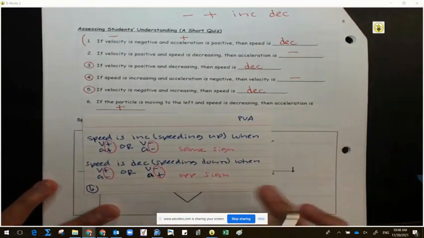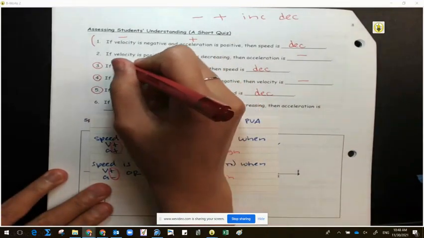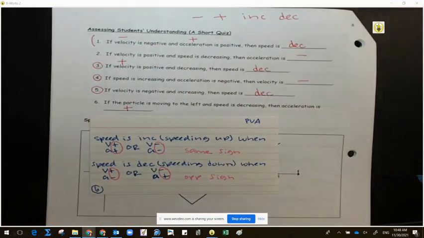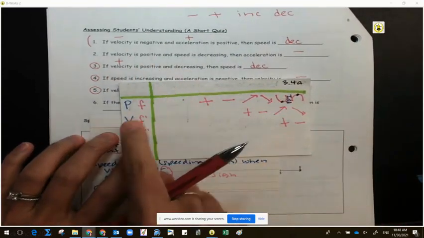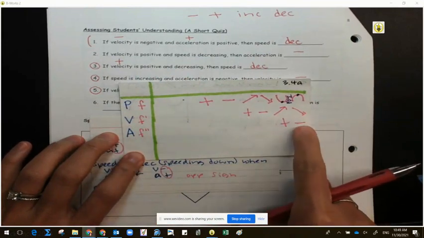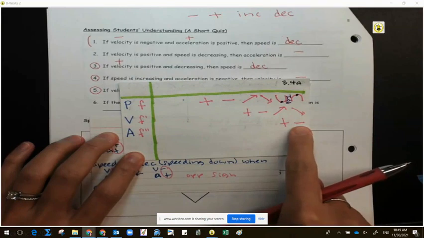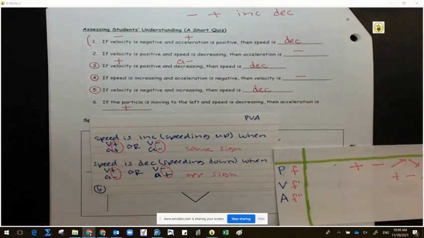So let's go over them. As I notate, try to make it somewhat the same. The velocity is positive. And I'm going to go to my PVA card. It says the velocity is not just positive, but it's also decreasing. If it's decreasing, what do I know about the acceleration? So let's write acceleration is negative. Then I know the speed has to be decreasing because it's got opposite signs.